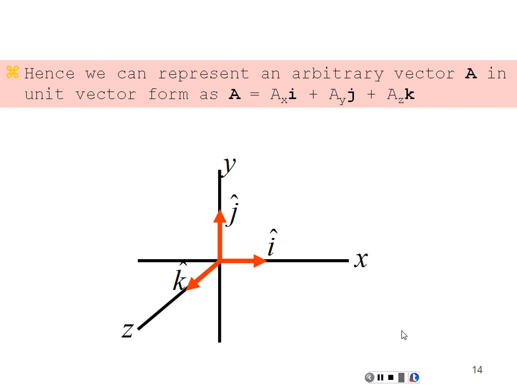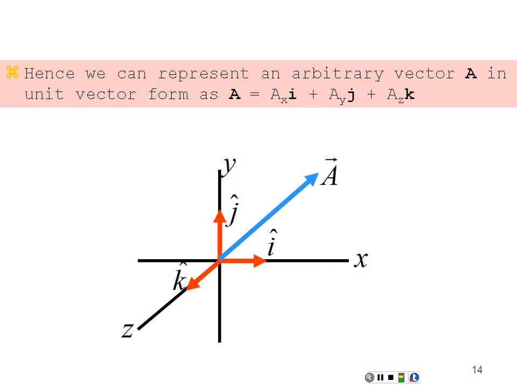So, under that idea, we can represent an arbitrary vector A in unit vector form as A equals some scalar A sub x times i plus another scalar A sub y times j plus another scalar A sub z times k. All the A sub x, A sub y, and A sub z do is give each component a magnitude, because the original unit vector has just magnitude 1. So by adding these three component vectors in the i, j, and k direction, we can comprise a three-dimensional vector.